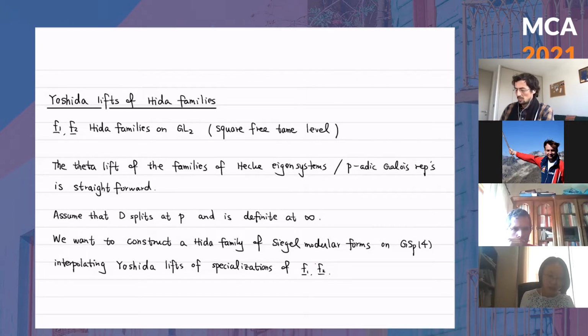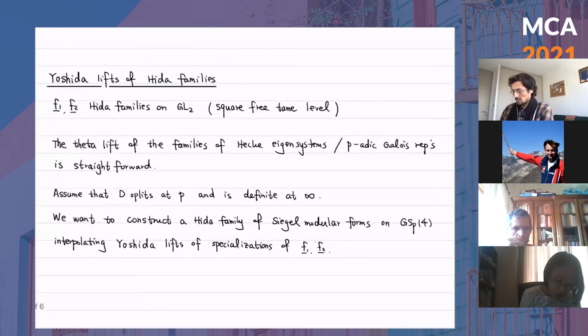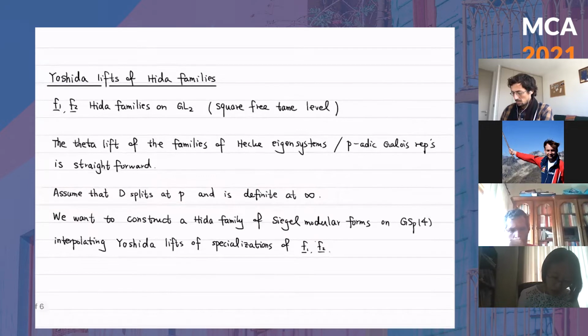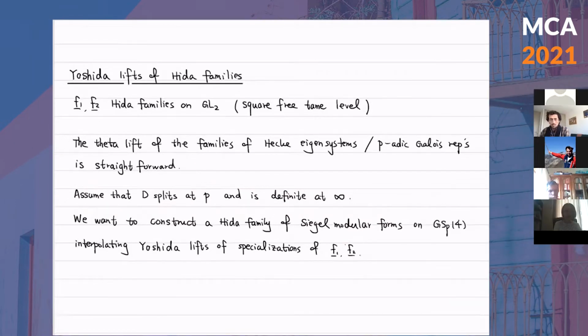A family of Siegel modular forms on this GSp4. We're going to assume that D, the quaternion algebra, splits at p and is also definite at infinity. So the orthogonal group is going to be positive definite. And we want to construct a Hida family of Siegel modular forms on Sp4, interpolating the Yoshida lifts of the specializations of these two given Hida families.